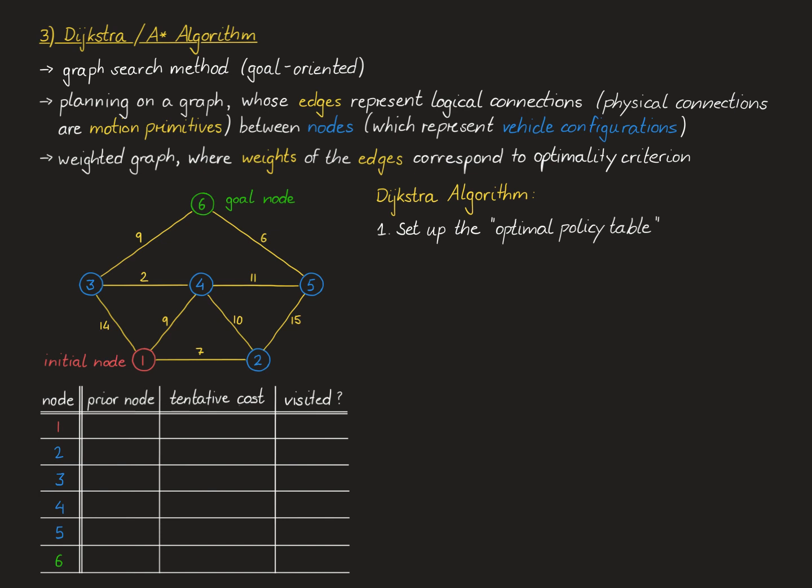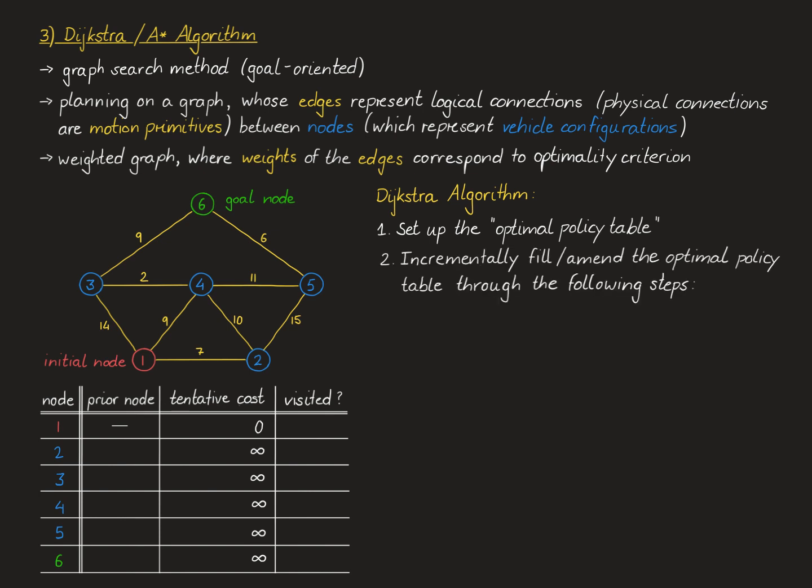The initial setup of the table is as follows. The initial node has no prior node, and its tentative cost to go to the initial node is 0. All other nodes have a tentative cost of infinity, and none of the nodes has been visited. Now the Dijkstra algorithm repeats the following steps in order to incrementally fill or amend the optimal policy table. The first step is to pick the non-visited node with the lowest tentative cost. In our example on the left, this is the initial node.